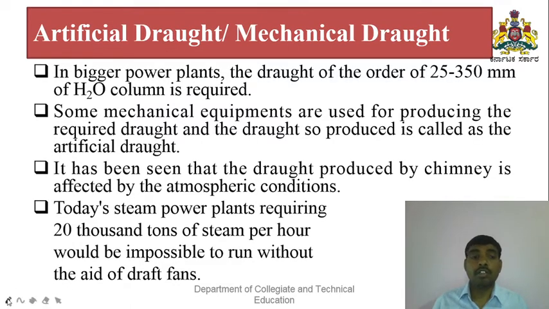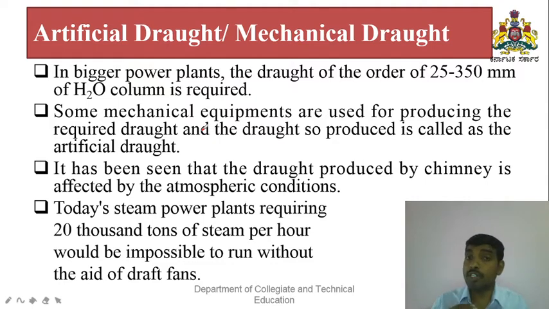Students, this is an artificial draught, or you can call it a mechanical draught. In my previous session I explained natural draught, which has no mechanical device and occurs only due to difference in pressure. But in this case we have some mechanical devices to operate the draught. So the draught is produced here by mechanical means.